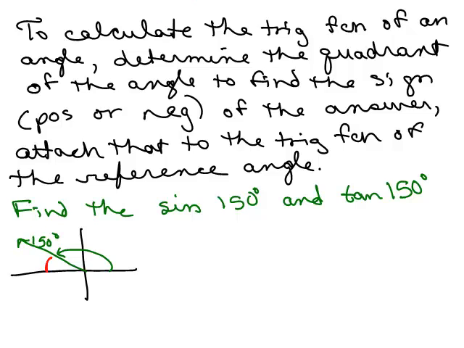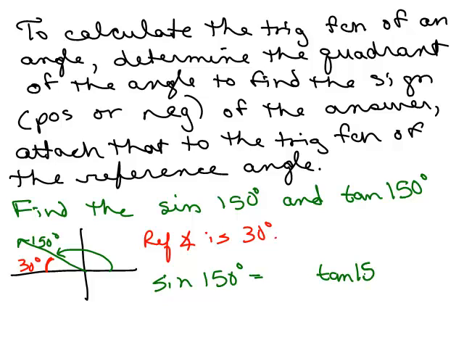And then I'd have to figure out the reference angle right here is 30 degrees. All right, so the reference angle is 30 degrees. So what I'm going to do is determine whether the sine of 150 is positive or negative and the tangent is positive or negative based on the quadrant it's in.